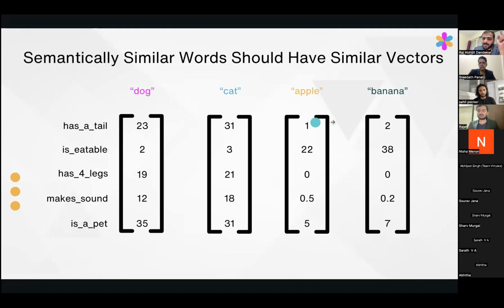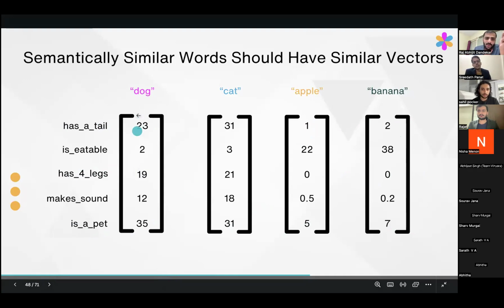But if you look at apple and banana, has a tail has almost zero value. Has 4 legs has zero value. And is a pet also has low values. So if these are the values of these words, dog and cat will now lie close to one another, because if you see this, they kind of look similar, right?